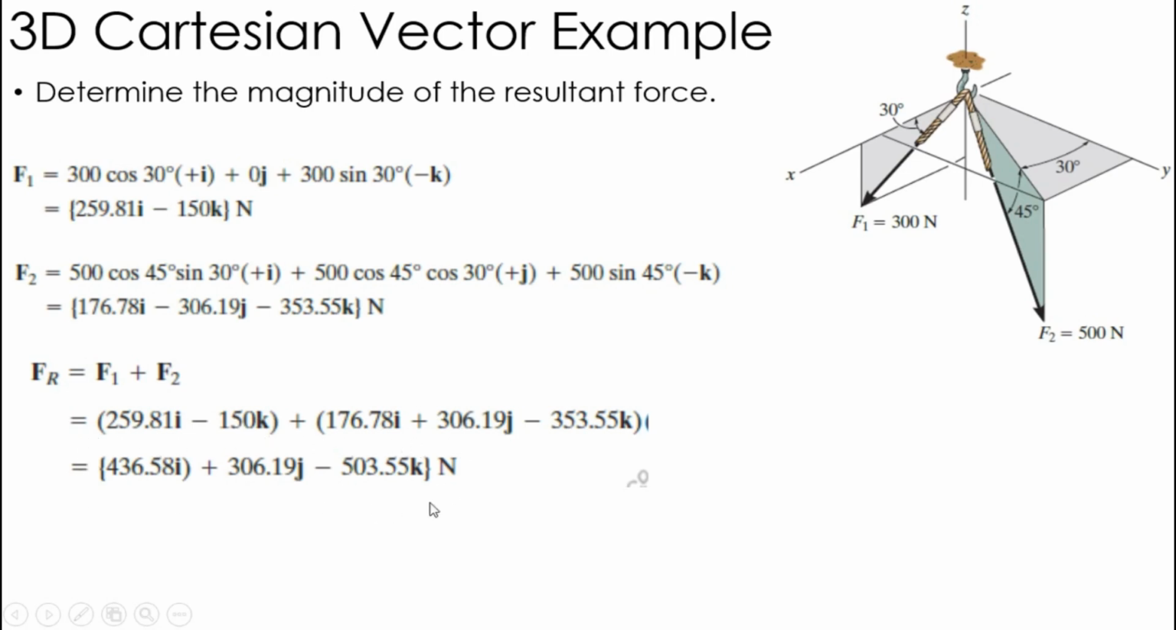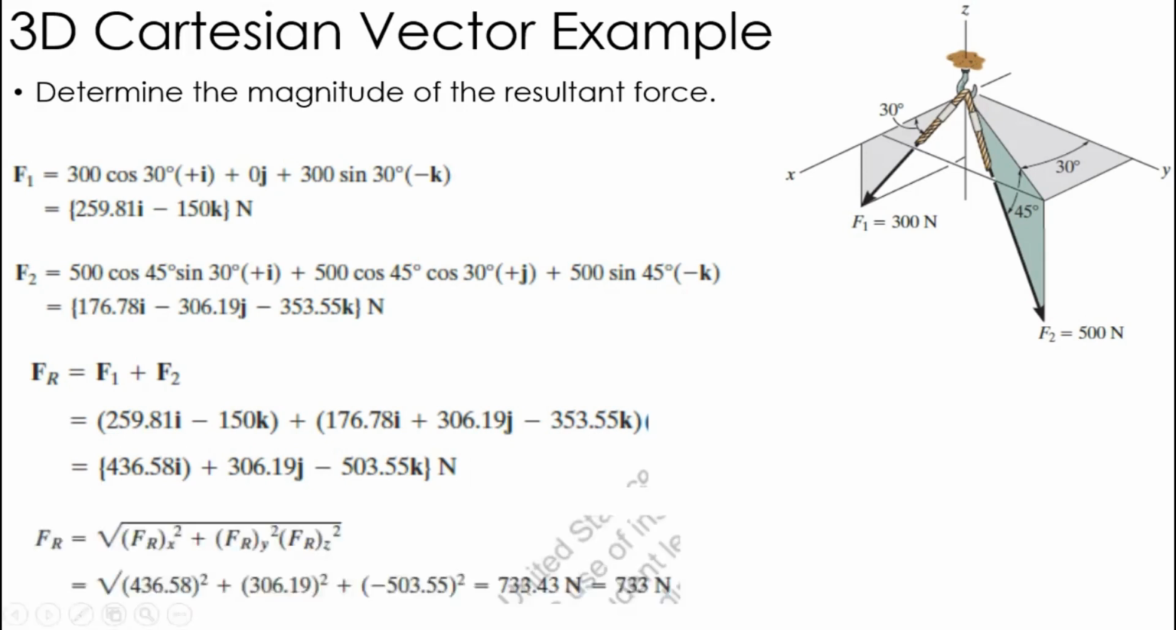Then to find the magnitude of that resultant force, I just use the square root of the sum of the squares. So square root of x component squared plus y component squared plus z component squared. There should be a little plus sign in here. It's a little typo here. Plugging that in here, I determine that the magnitude of the resultant force is 733 newtons.